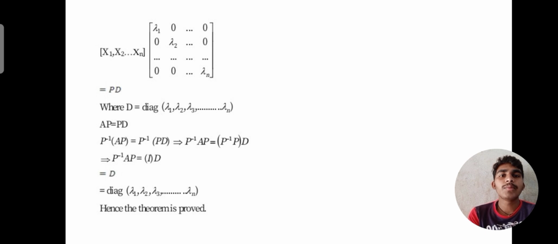P inverse AP equal to P inverse PD. Then we can conclude that P inverse AP equal to P inverse P into D. P inverse AP equal to I into D. I into D equal to D, that is diagonal of lambda 1, lambda 2, lambda 3 up to lambda n. Hence the theorem is proved.